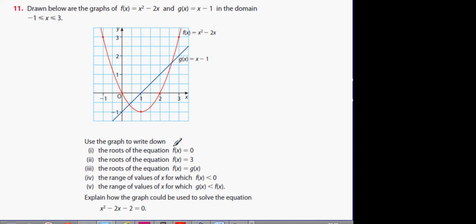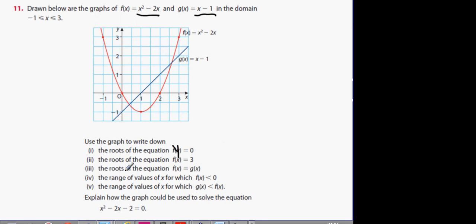When is the y value of the curve equal to 0? How do I know it's the curve, guys? F of x is the curve. G of x is the line. If it didn't tell you, how would you know it's the curve? The x squared tells you it's a curve. So even if I didn't put that in, you should still know which one's which.